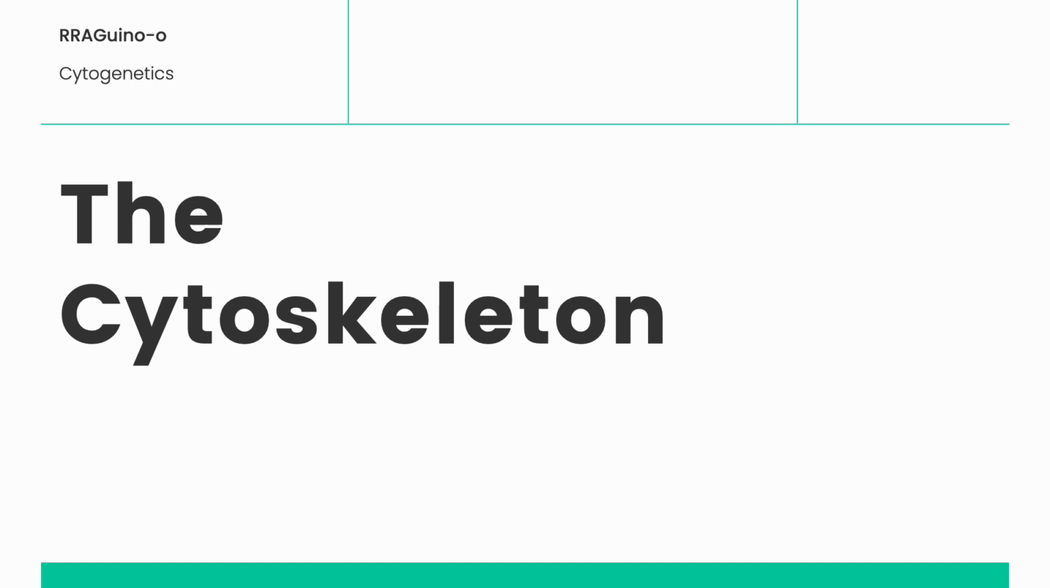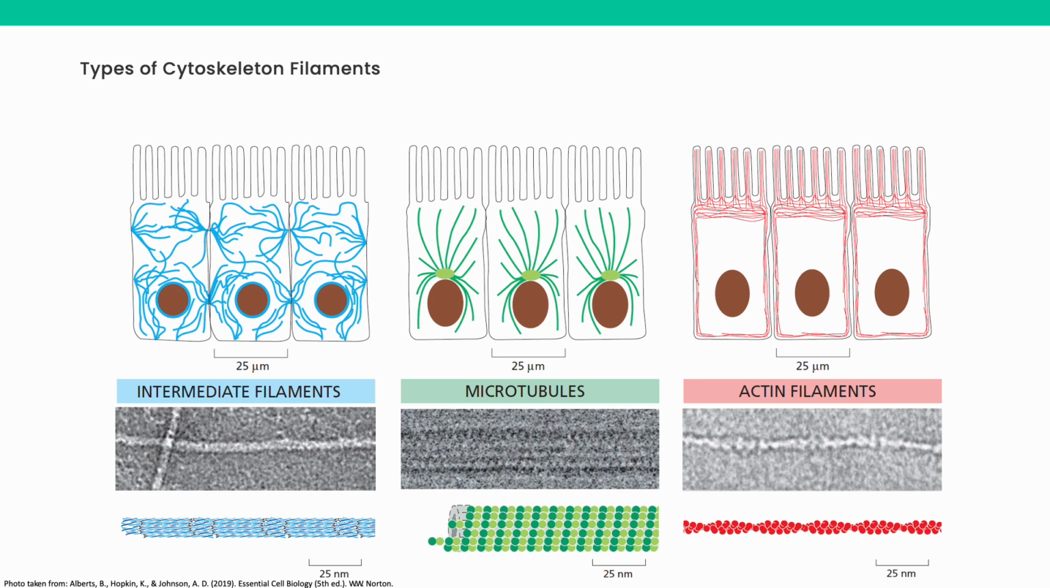Hi everyone, in this lecture we will be talking about the cytoskeleton. Let's first introduce the different types of cytoskeletal filaments. We have 3 in total that are found in the animal cell. The first one is the intermediate filament, followed by the microtubules and actin filaments.